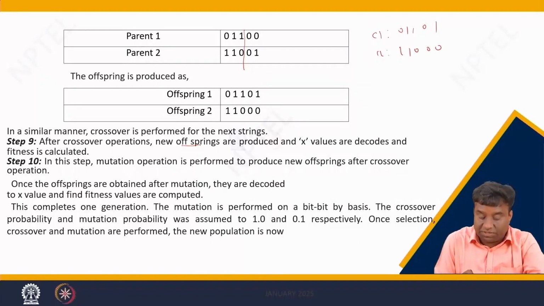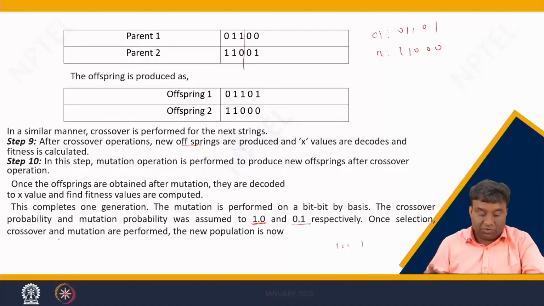In this step, the mutation operation is performed to produce new offspring after crossover. Once the offspring are obtained after mutation, they are decoded to X values and the fitness values are computed. This completes one generation. The mutation is performed on a bit by bit basis. The crossover probability and mutation probability are assumed as 1.0, meaning all parents go to crossover, and 0.01, meaning 1 by 10. So out of 100 bits, 10 bits will change, and out of 20 bits, only 2 bits will change.